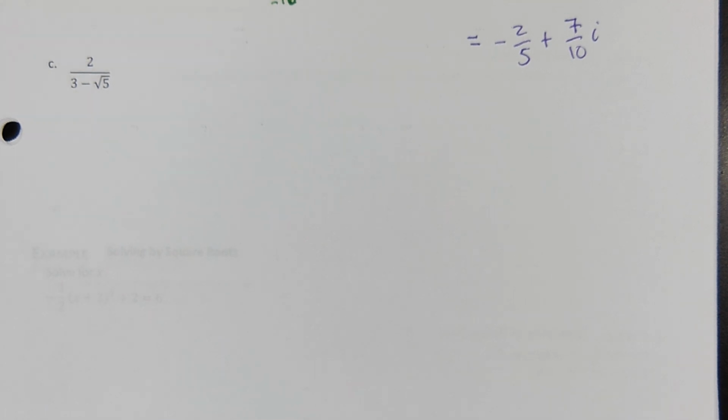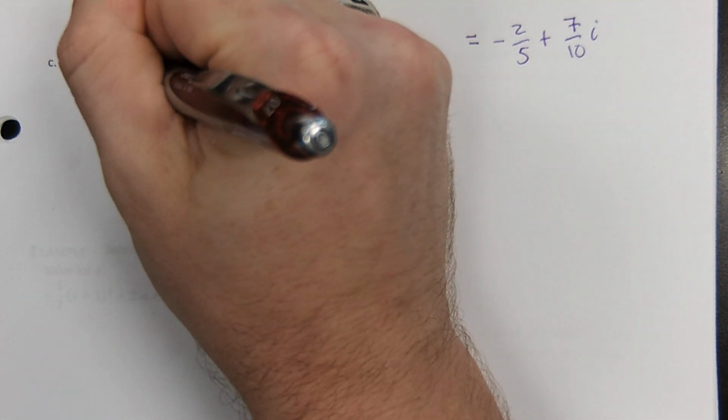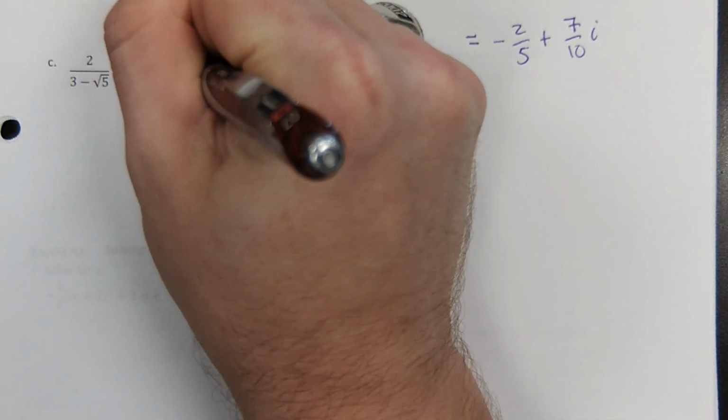The good news is we get rid of irrational numbers the same way we get rid of complex numbers. You multiply by the conjugate. The conjugate of 3 minus root 5 is 3 plus root 5.